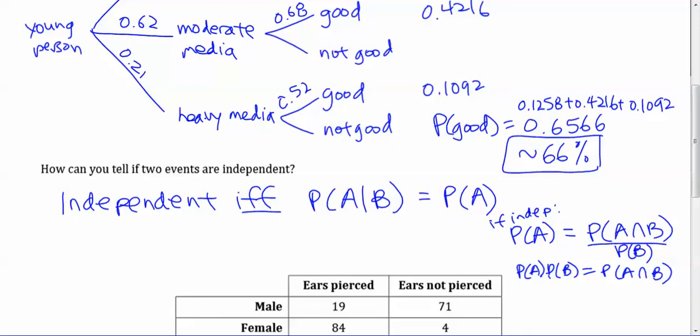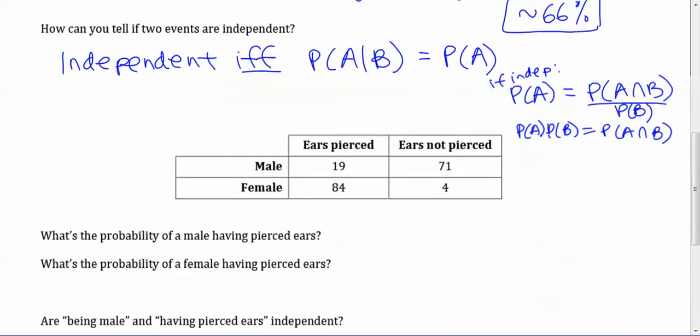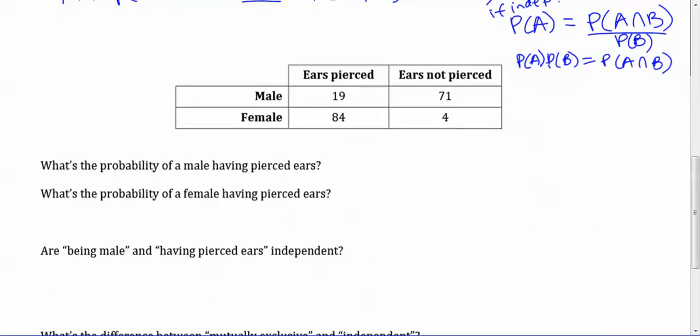So let's do a quick example. Here is the example that we used last time. So here's gender versus whether or not a person has their ears pierced. And we're going to go ahead and put in some totals so it's a little bit easier to find probabilities. The first question is, what is the probability of a male having pierced ears? So this is not just the probability of a random person having pierced ears. In fact, maybe we should do that first. So what is the probability of just anybody having pierced ears?